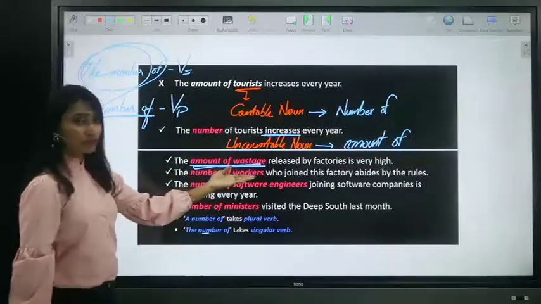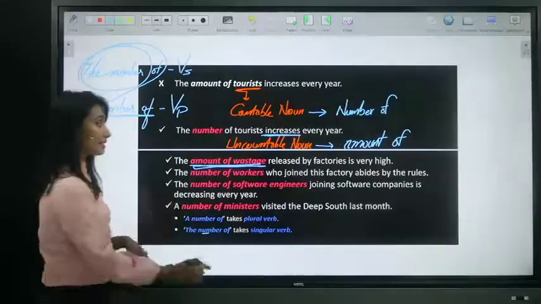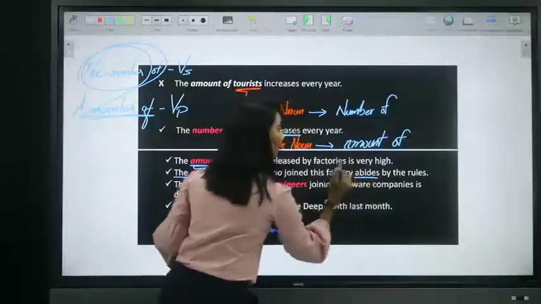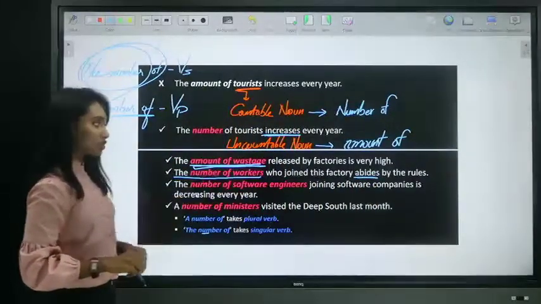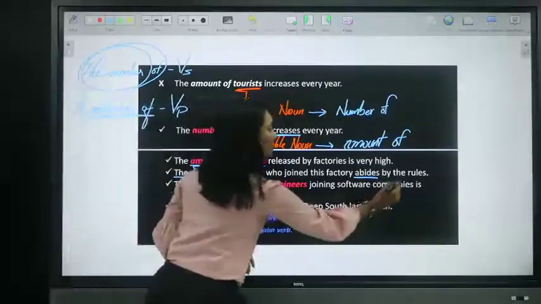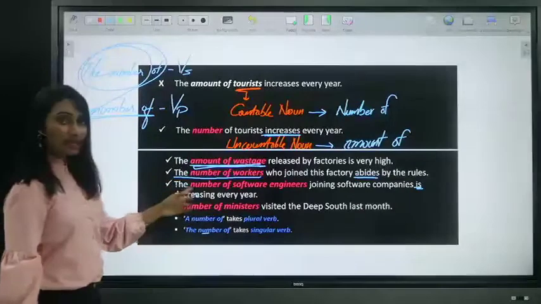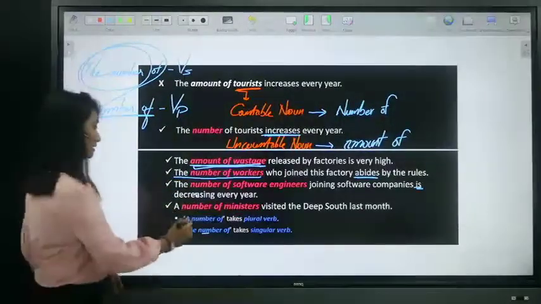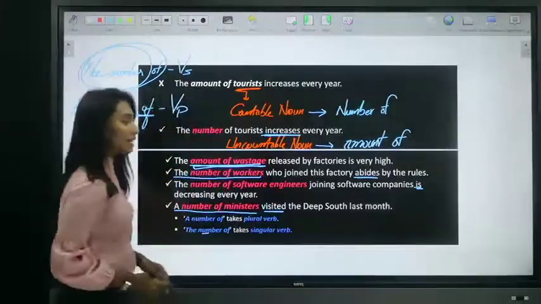The number of workers who joined this factory abides. See, the number of is singular, so singular verb abides by the rules. The number of software engineers joining software companies is decreasing every year. Again, you see the number of. A number of ministers, here a number of is plural, visited the deep south last month.